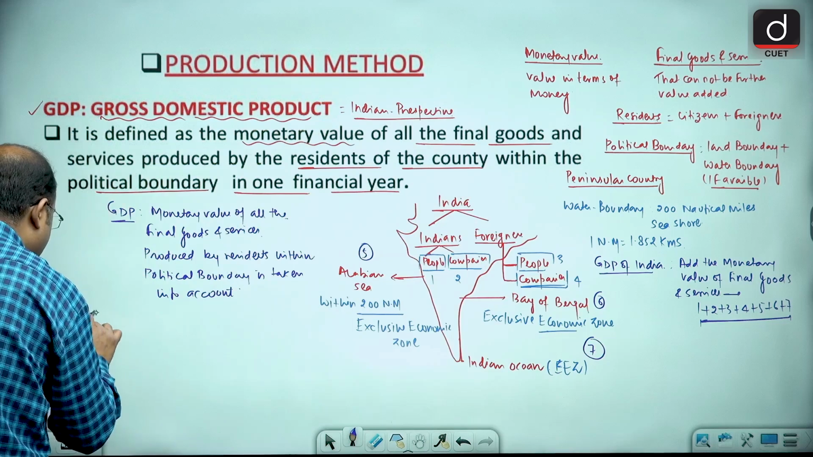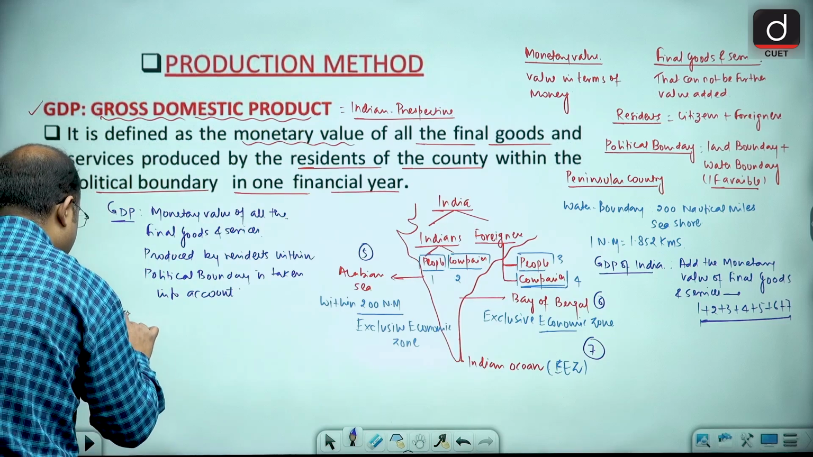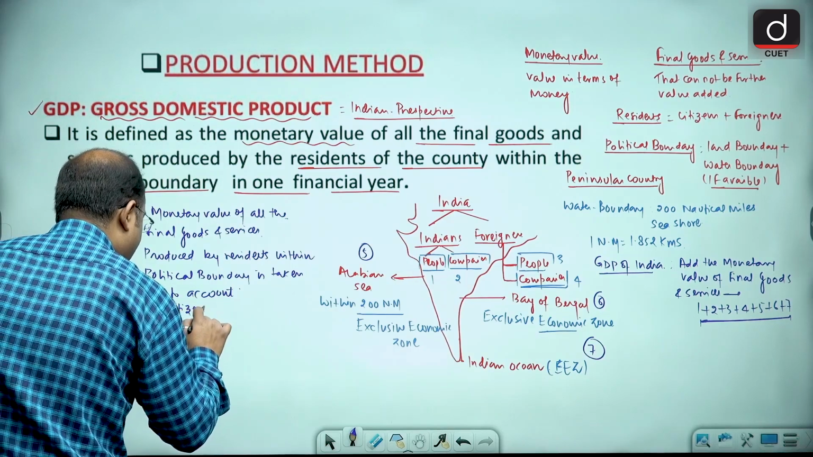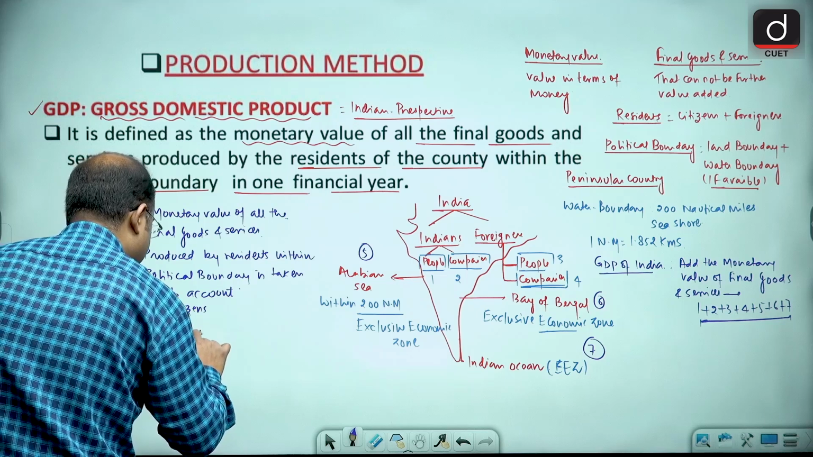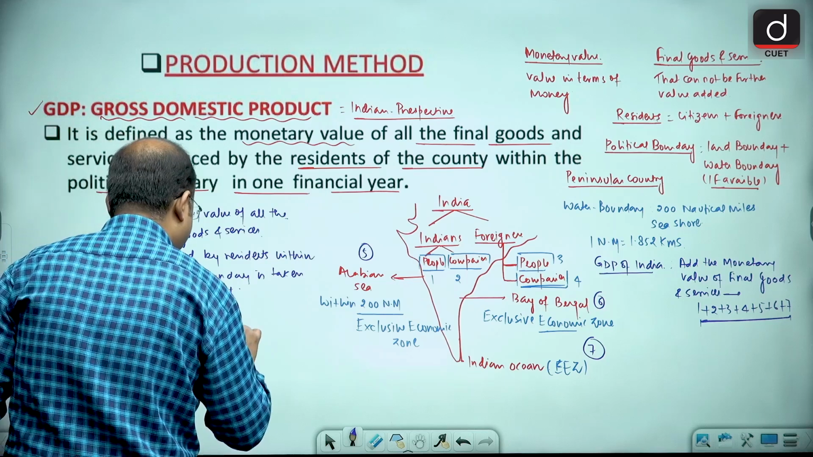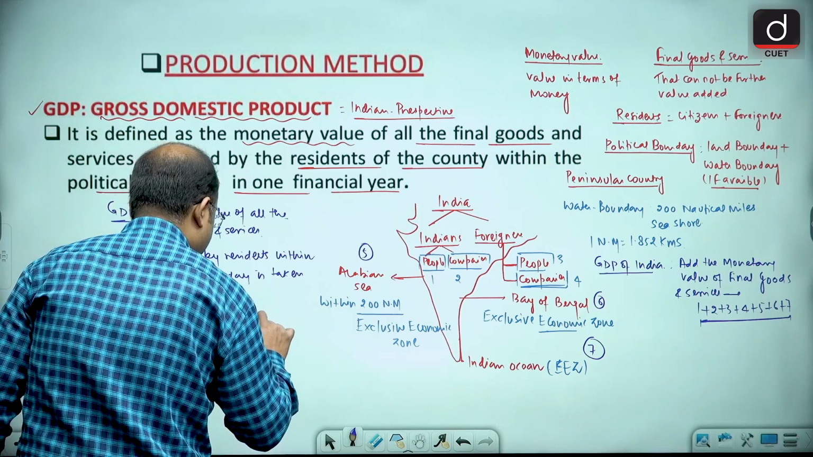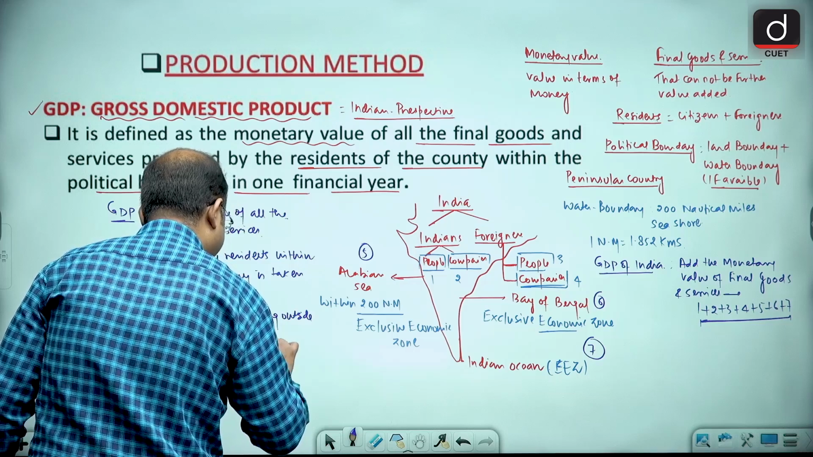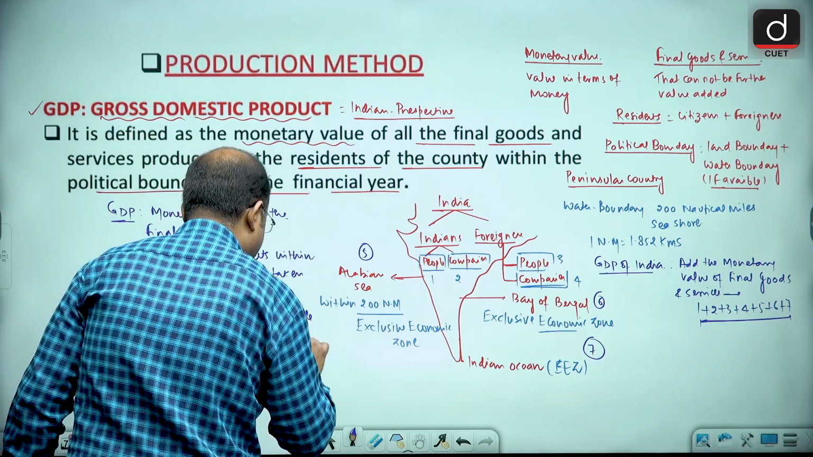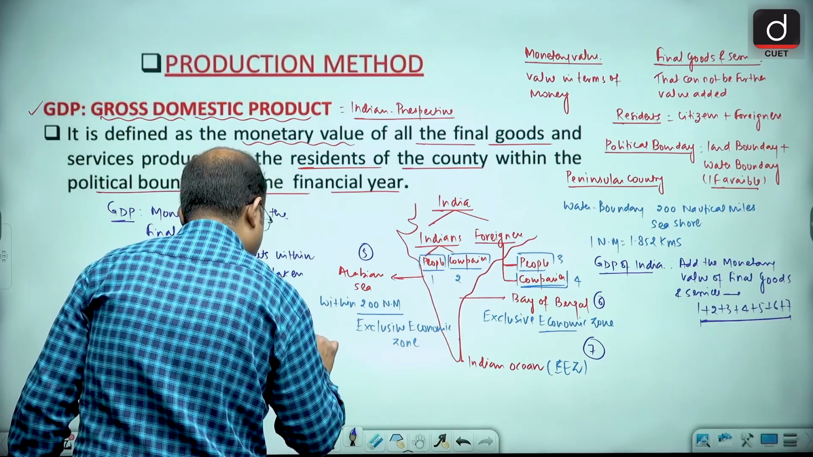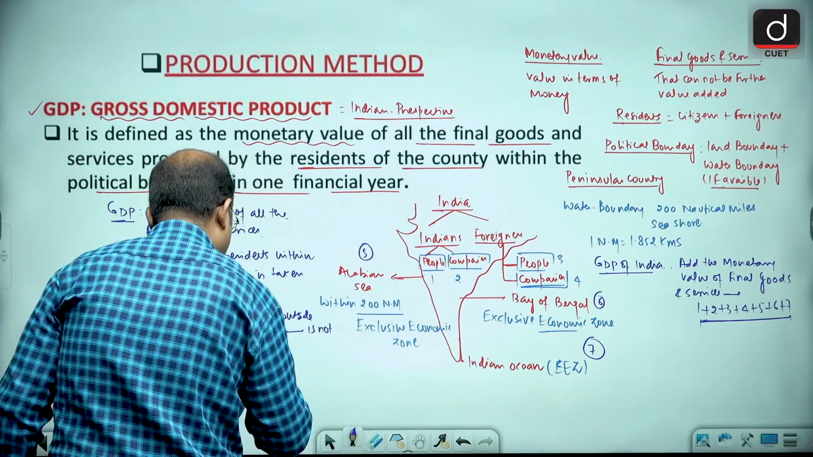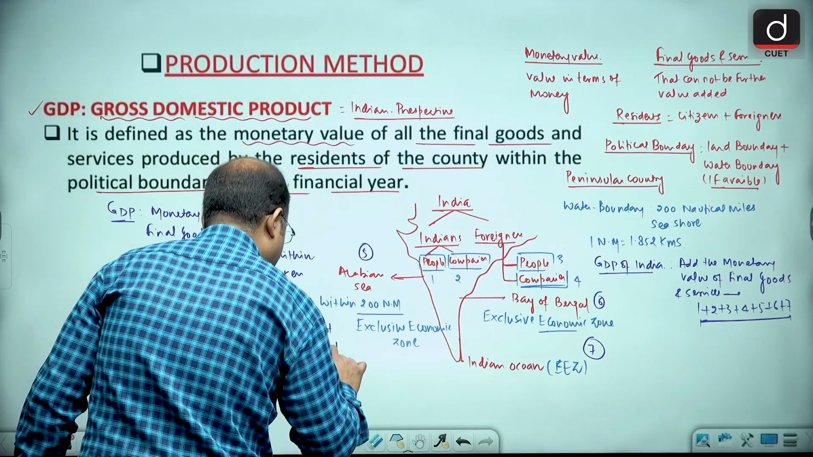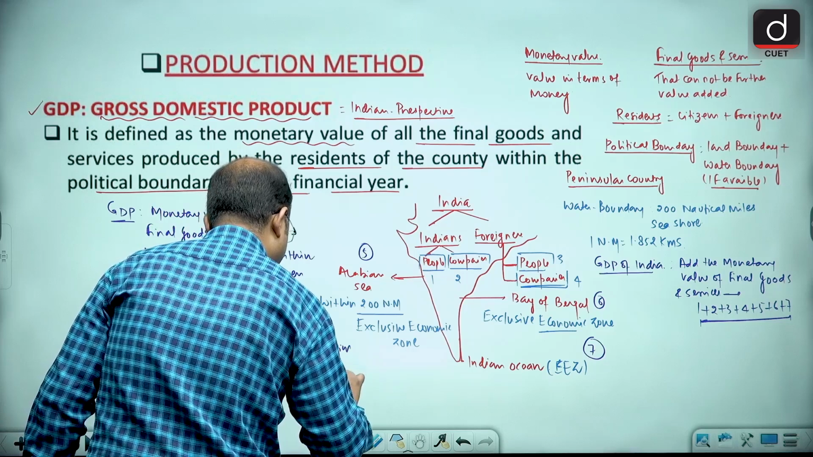So Indians, whether they are citizens or companies, which are working outside India, are not taken into account in the calculation of the GDP of India.